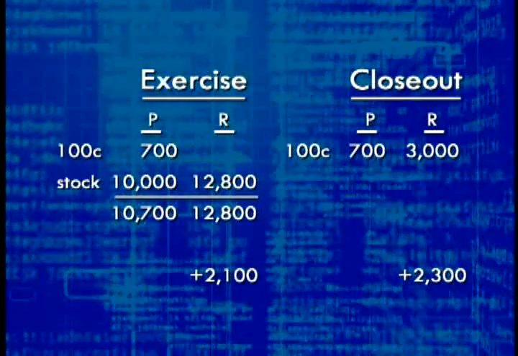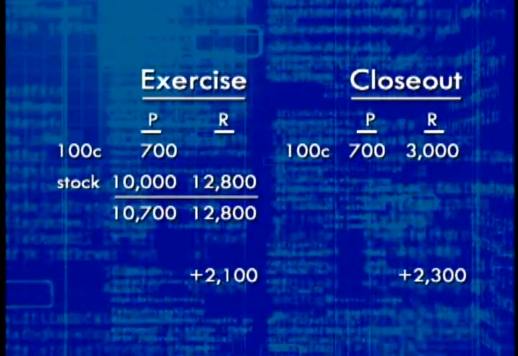Now, some of the problems on the exam are going to require you to think about what happens when an investor closes out a position. So we should look at some practice examples that take this into account. So let's look at some examples.